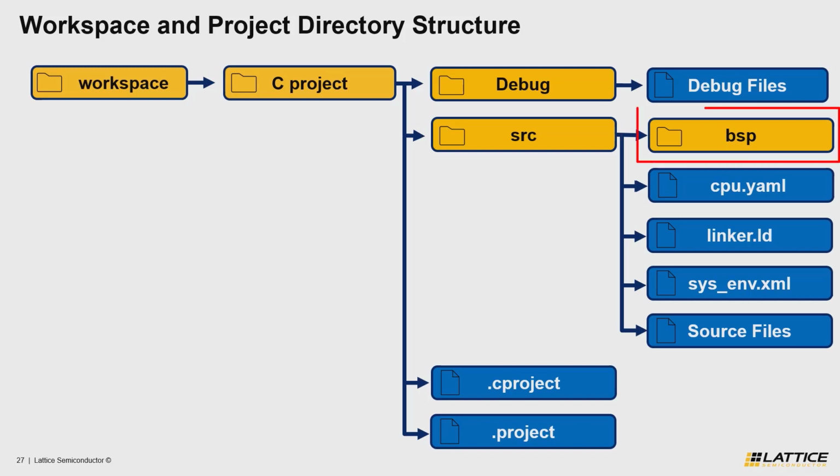In the BSP directory are all the drivers for the components in our project, as well as the sysplatform.h file that contains all the parameter and register definitions for our SOC project. Aside from that, there are also a few other files that are located in this directory, like cpu.yaml, the generated linker script file, the system environment XML file that was generated by Propel Builder and describes our SOC project, and lastly, the source files for our SOC project. Finally, the last few files in this project directory are .cproject and .project, which are used to indicate that a directory is a Propel SDK software project.